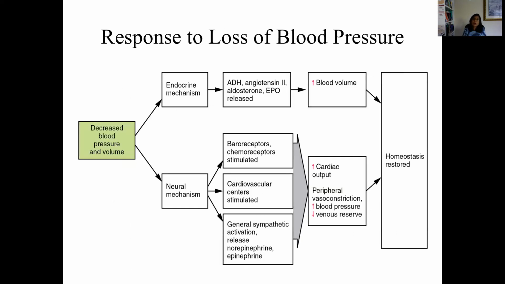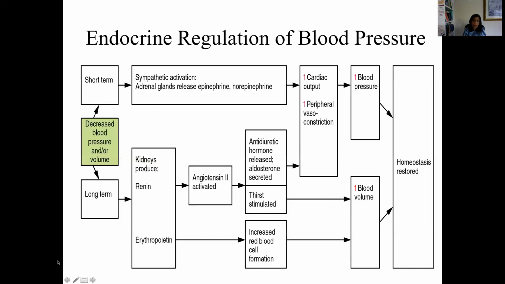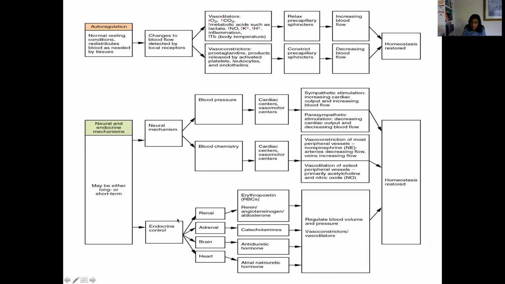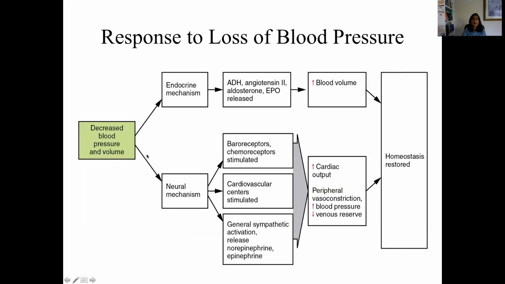All right, response to loss of blood pressure. Here we talked about short-term versus long-term ways of regulating blood pressure. In response to loss of blood pressure, decreased blood pressure and volume, it could be due to shock, for example. What kind of endocrine mechanisms do we see? What kind of neural mechanisms do we see? These are repeats of what we have done. It's a summary, basically.